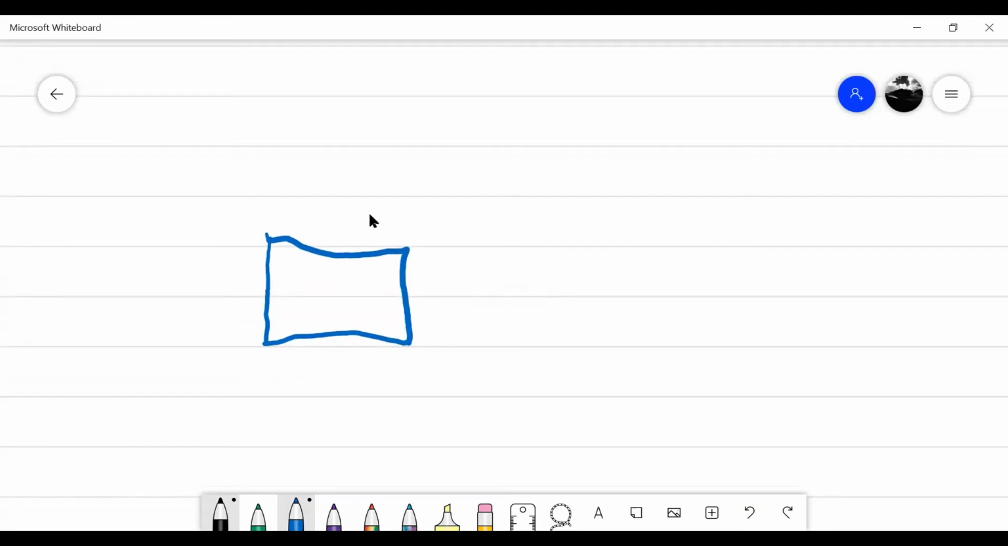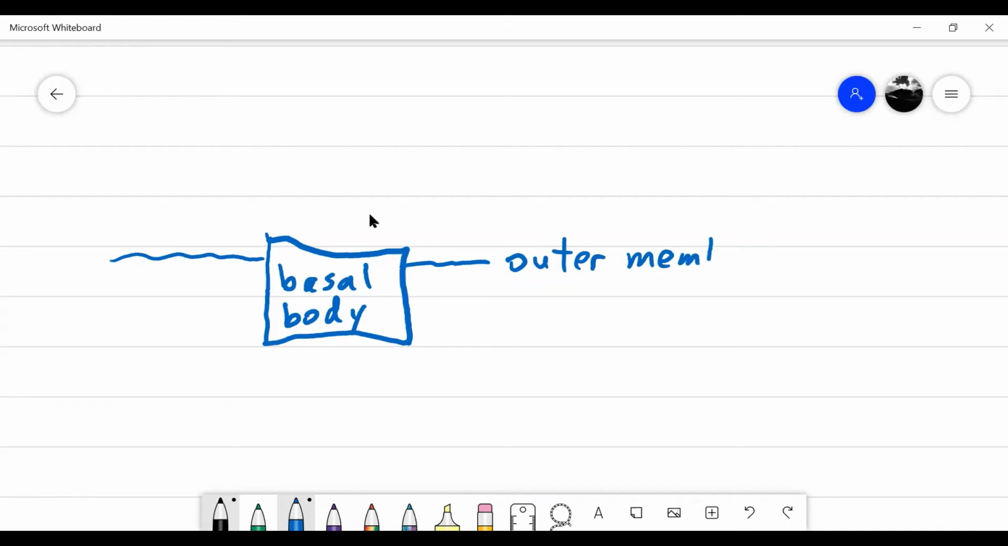So I'm going to start drawing small, and then I'm going to zoom in so that I can label this properly. So this is anchored in the membrane by a structure called a basal body. And so as I mentioned, it's anchored in the membrane. And so if you think about this, if this was a gram-negative, we would have an outer membrane. So there's my outer membrane. Outer membrane. And it will have a plasma membrane.